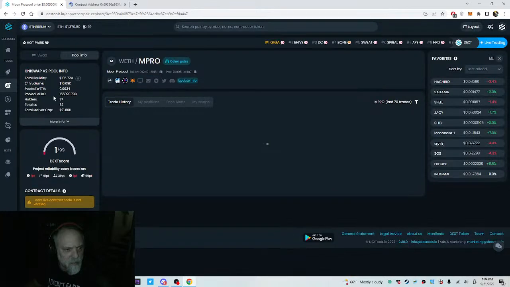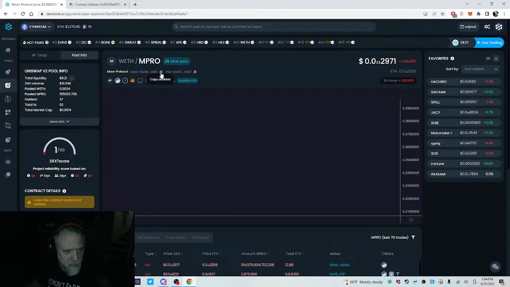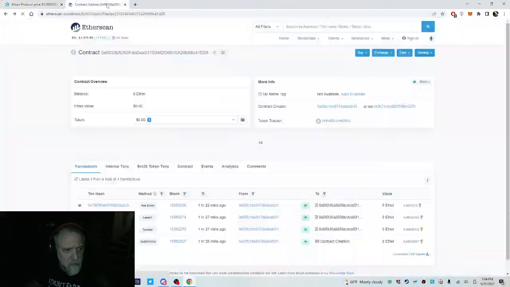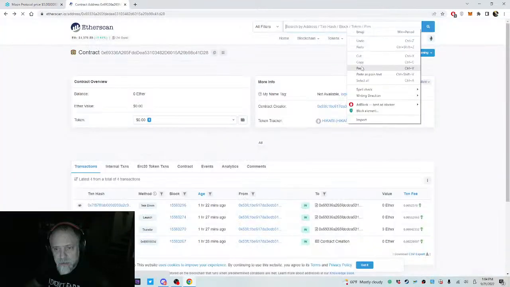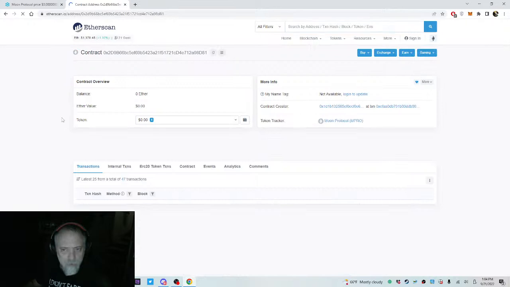This one made money. 37. We're going to see some numbers on this one. There were 82 transactions. Copied the contract address. Paste. Man, it's almost like I've done this before, looking at these.